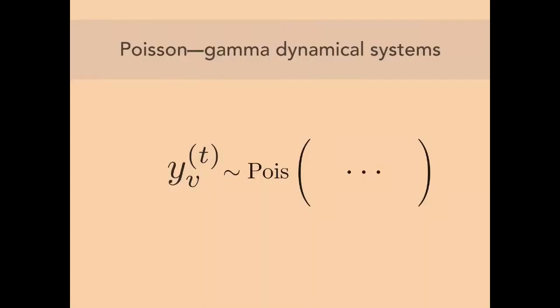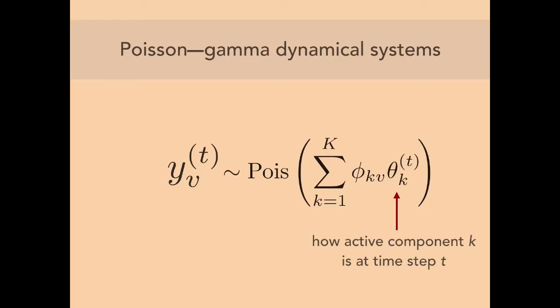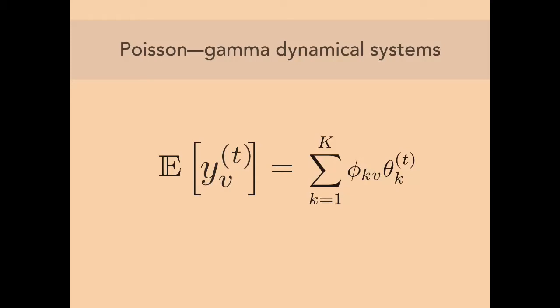So here's the model. A count in the matrix Y_vt, v is, again, some event of interest that you're tracking at time step t. So this is a count, and we're going to assume it's a Poisson, which is the natural assumption. Its rate is going to factor over k different components. So each component is going to contribute this factor, how active is that particular event type in this component, multiplied by how active that component is at time t. Okay, a simple dot product. And the mean of this count under the model is that rate.